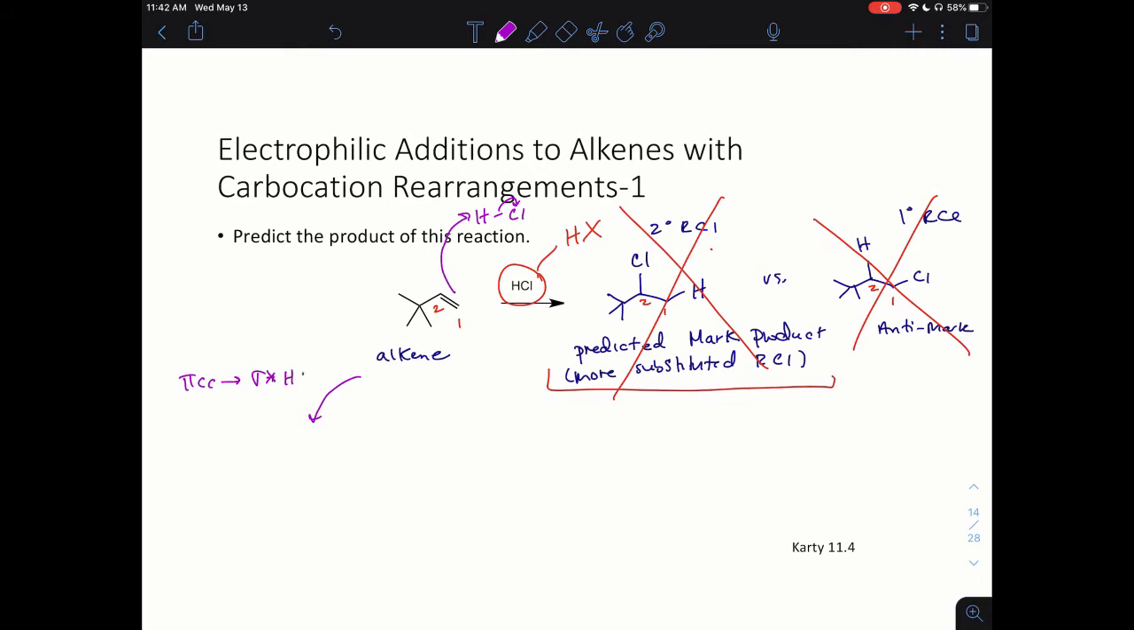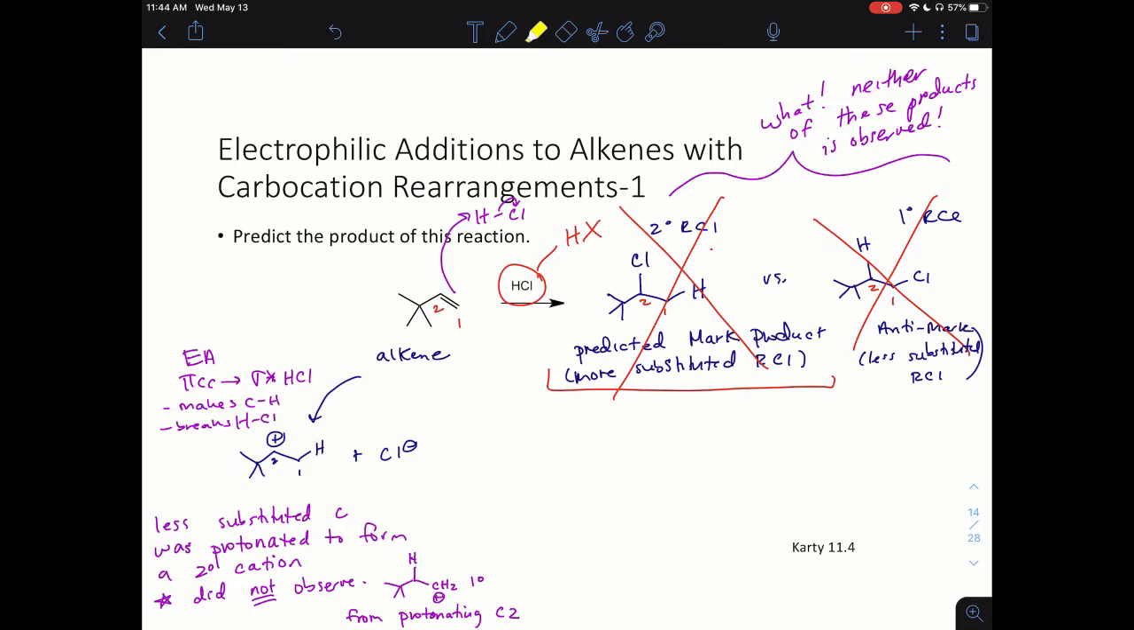So the pi CC bond attacks sigma star HCl. That breaks the HCl bond, generating a bond between one of these carbons, carbon 1, and hydrogen, and then carbon 2 will be a carbocation. So we were correct in that we should protonate the less substituted carbon. C1 was protonated to make this secondary carbocation. We did not choose to protonate C2 because that would have generated a less stable primary carbocation.